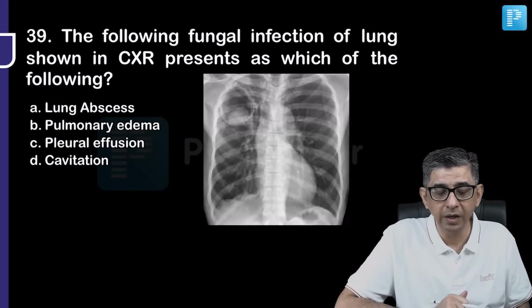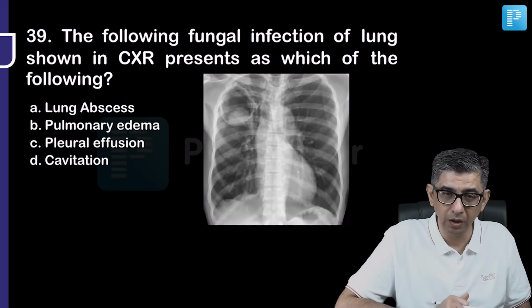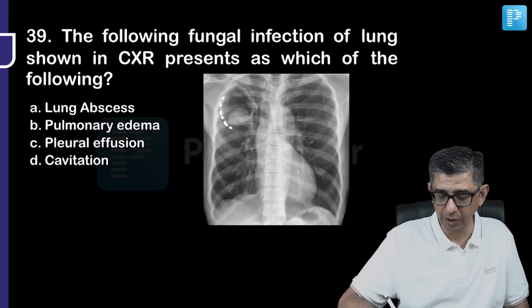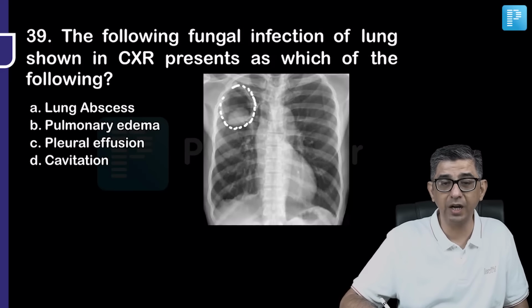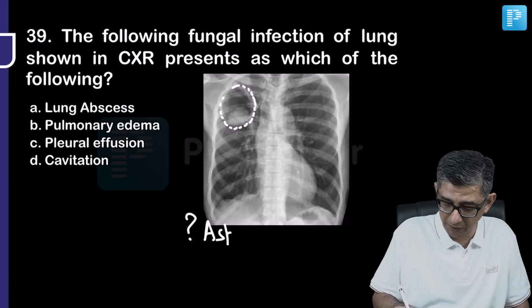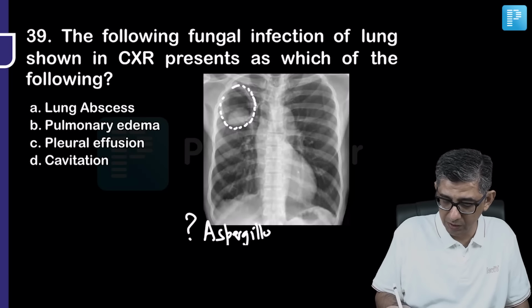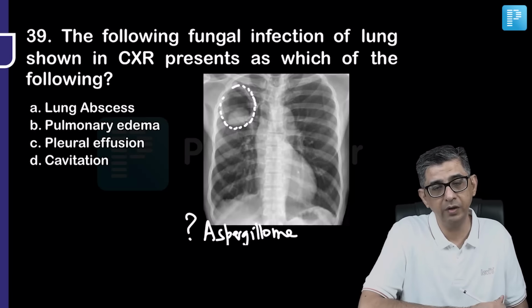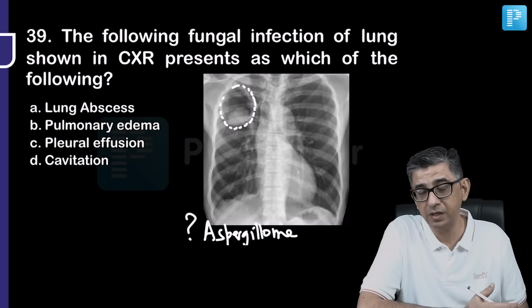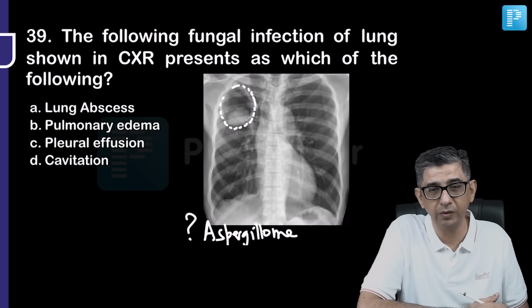Coming to question number 39, he says the following fungal infection of the lung shown in the chest X-ray presents as which of the following? So there was a circumscribed shadow present, and that tells you that there is a cavitation. I'm saying this could be an aspergilloma in an individual, because there is a fungal ball growing in this person. Invasive aspergillosis can also contribute to angioinvasiveness, and he could have a life-threatening hemoptysis as well.